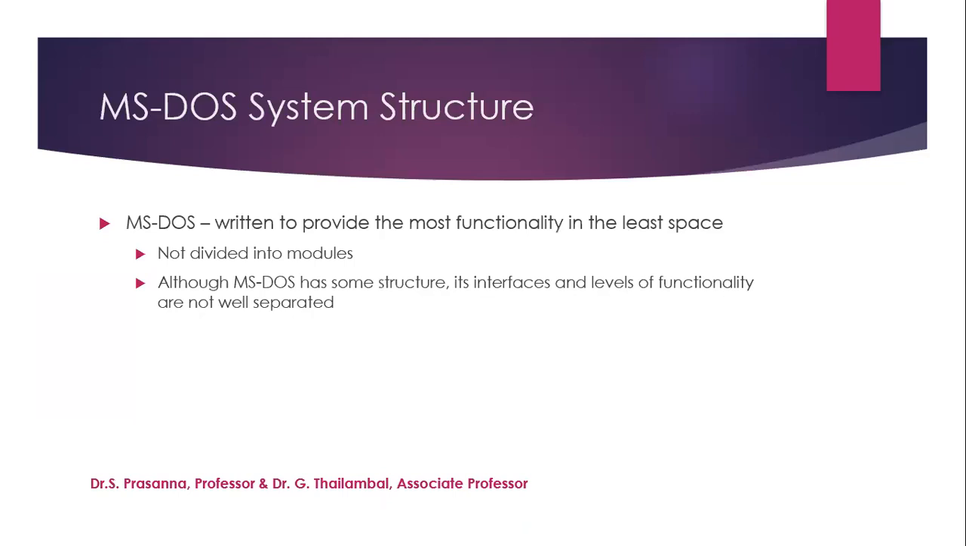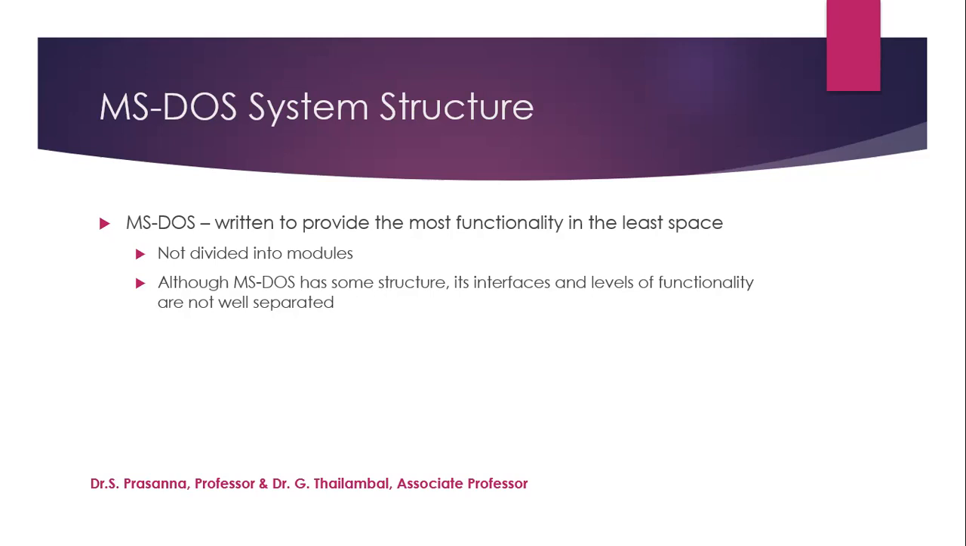MS-DOS system architecture. The structure of the MS-DOS system is to provide the most functionality in the least space. Even though you have little memory, MS-DOS commands will work in that little memory. That means you can create a file, create a document folder, store any number of files inside any documents or folders, and give permissions to all the files. Everything you can do within the least space, not divided into modules. MS-DOS has not been divided into modules. When you go for the Windows structure, it is divided into modules, that is, C drive, D drive, like that.